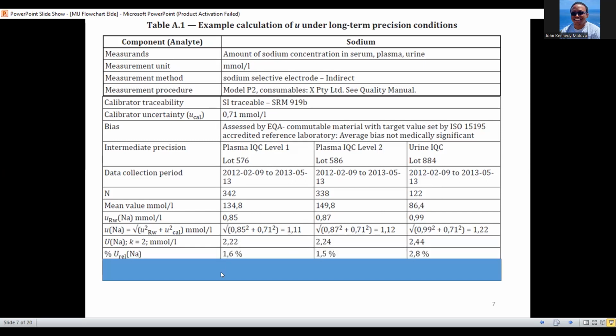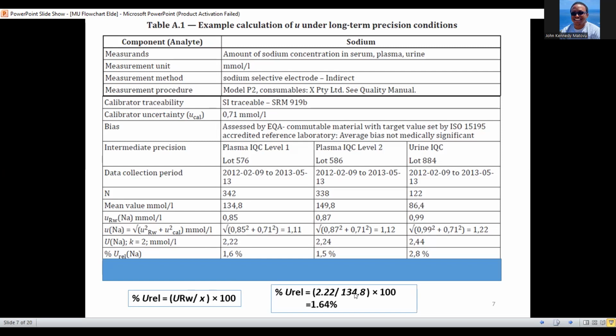By the way, if SD can be converted to CV to make it percent, you can also convert MU in units to percent uncertainty relative, and this is 1.6. And you might be asking, LD, how did you obtain 1.6? Simple. Percent uncertainty relative is equal to the URW divided by the mean times 100. So the expanded uncertainty would be 2.22.